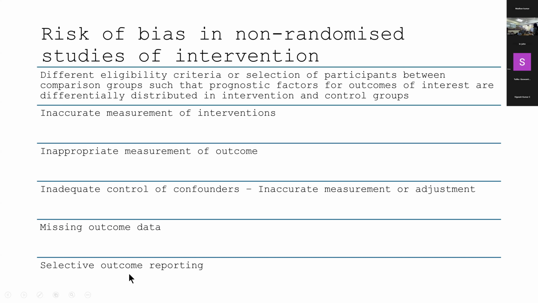What about the patients who've been prescribed PPIs but have not been adherent to it? So you can have some inaccurate measurements of intervention. You can have inappropriate measurement of outcome. There can be inadequate control of confounders, either in terms of inaccurate measurement or adjustment. And like RCTs, you can have missing outcome data as well as selective outcome reporting.